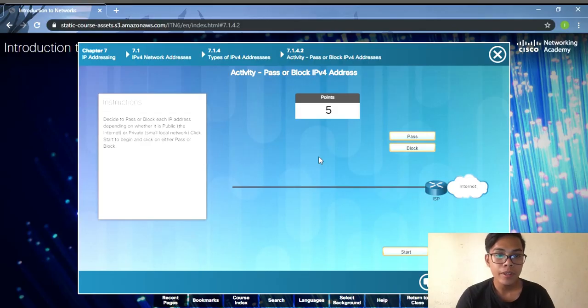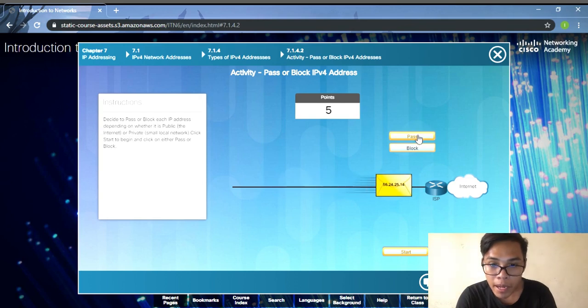So here is our next activity. It is in page 7.1.4.2. The title of this activity is Pass or Block IPv4 Address. The instruction is decide to pass or block each IP address depending on whether it's public, the internet, or private, a small local network. Click start to begin and click on either pass or block. There will be an IP address shown, and we'll just decide whether to pass it or block it in the ISP. So let's start.